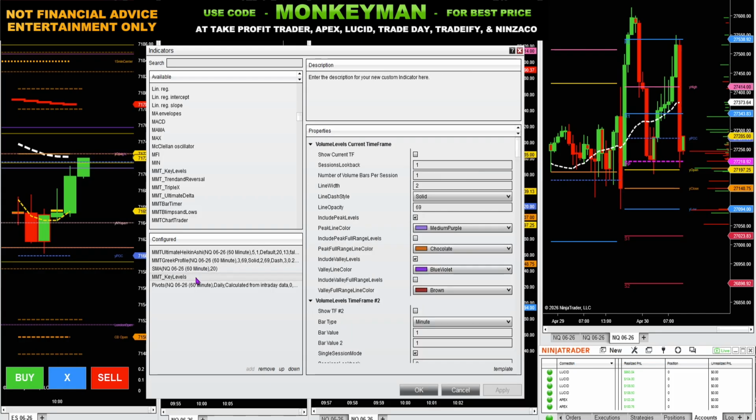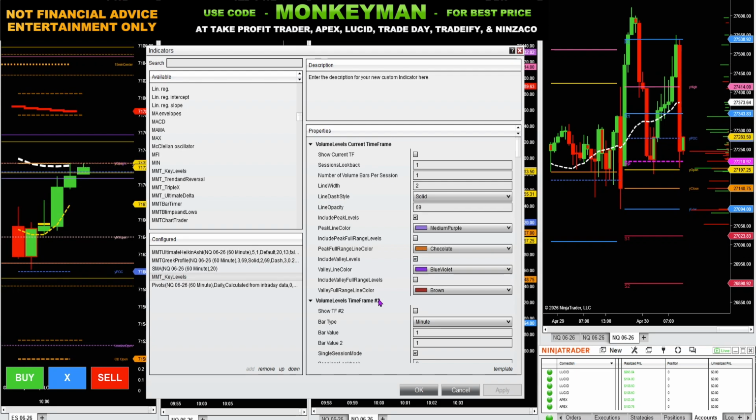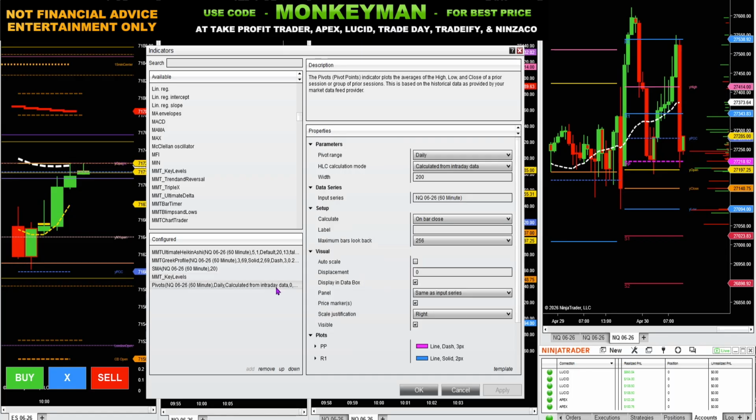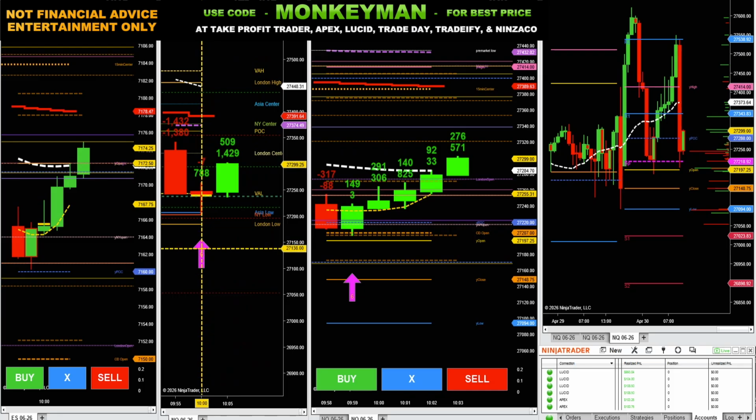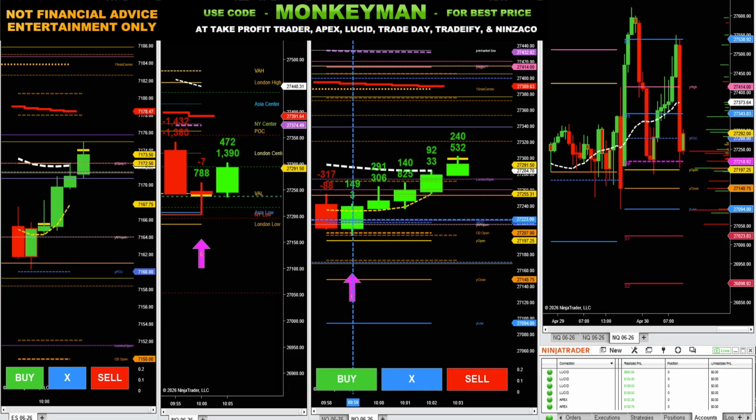I've got the MMT key levels on the chart, but it's a very simplified layout of the key levels. I'm not showing a lot of the key levels that are possible with this indicator. And then I've got the built-in pivot points. So check it out, polarity washout signal, flow stack turns bullish. Very nice move to the upside here.